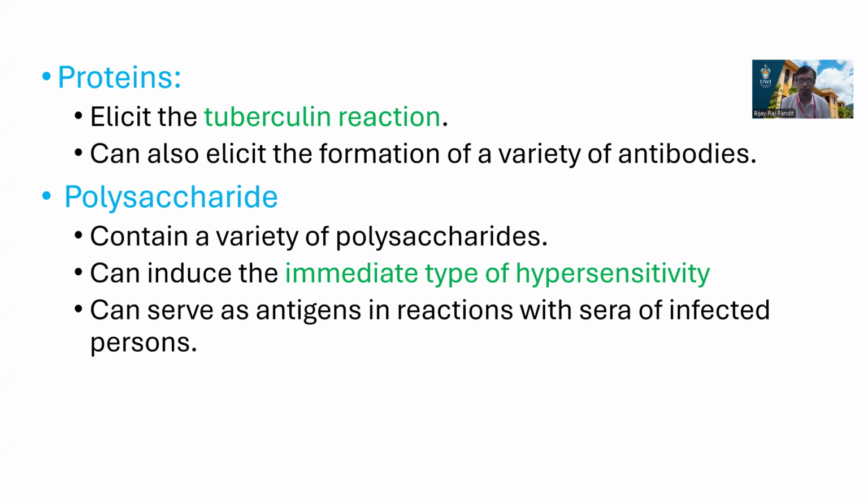Another is the polysaccharide. It contains a variety of polysaccharides and can also induce immediate-type hypersensitivity reactions. It can serve as an antigen in reactions with the sera of infected persons, and it is particularly used during serological diagnosis. So these are the components of the virulence factors we have discussed: the cell wall, proteins, and polysaccharides. Let us put them together to see how it causes the disease, that is, the pathogenesis.